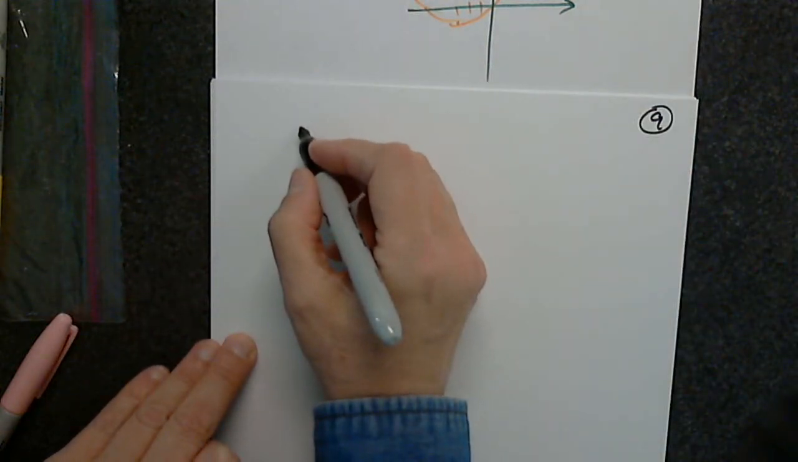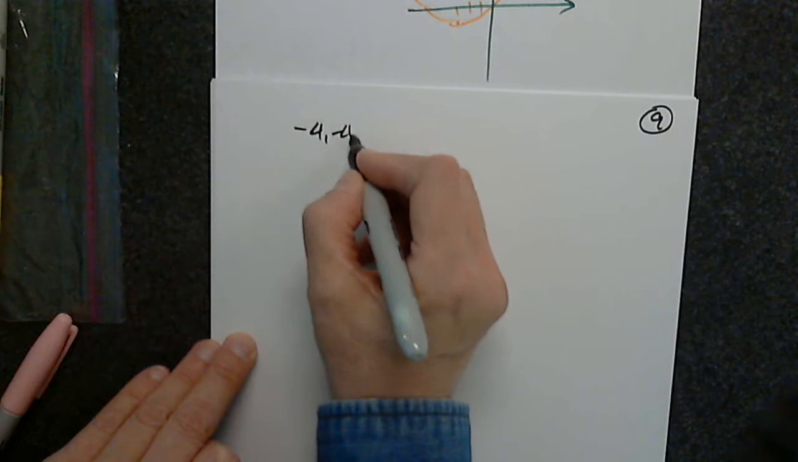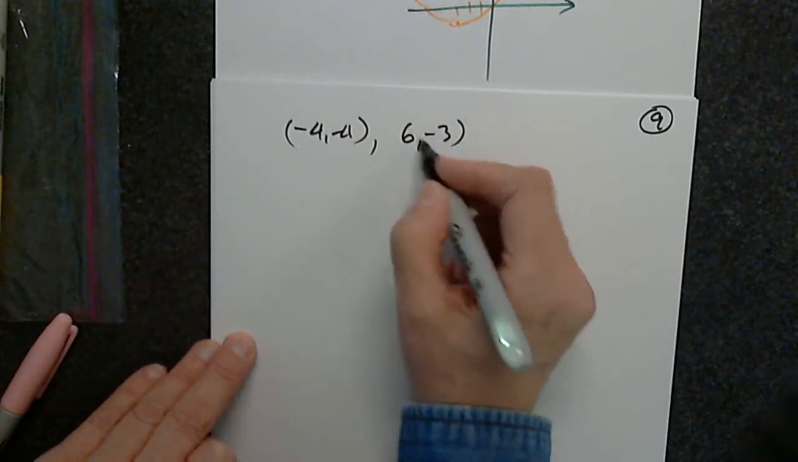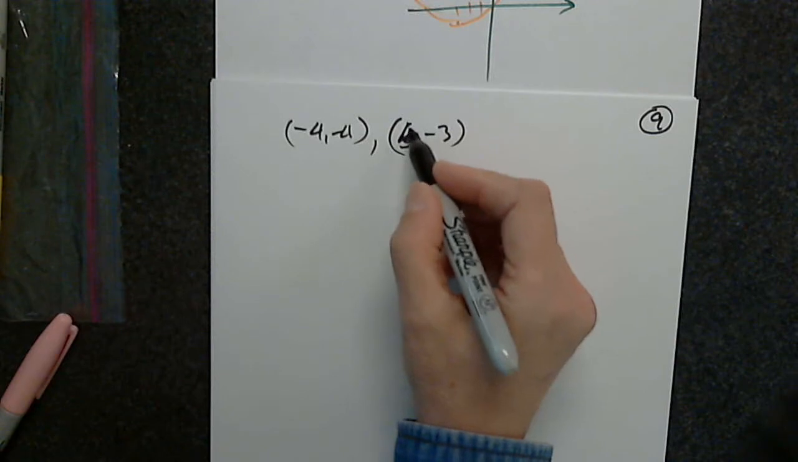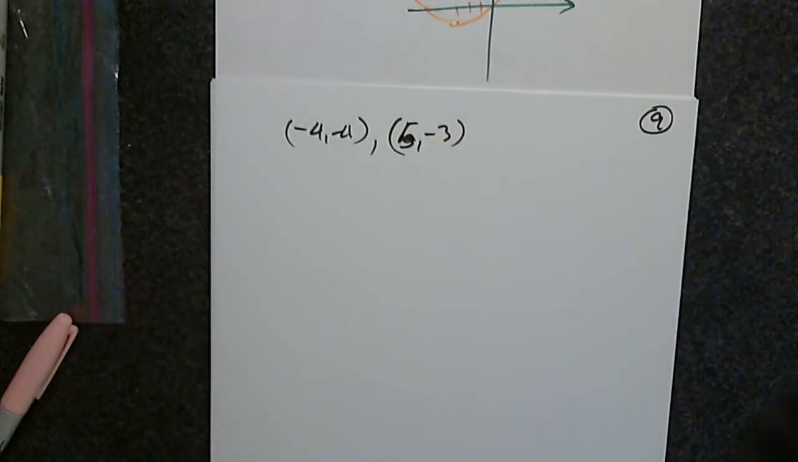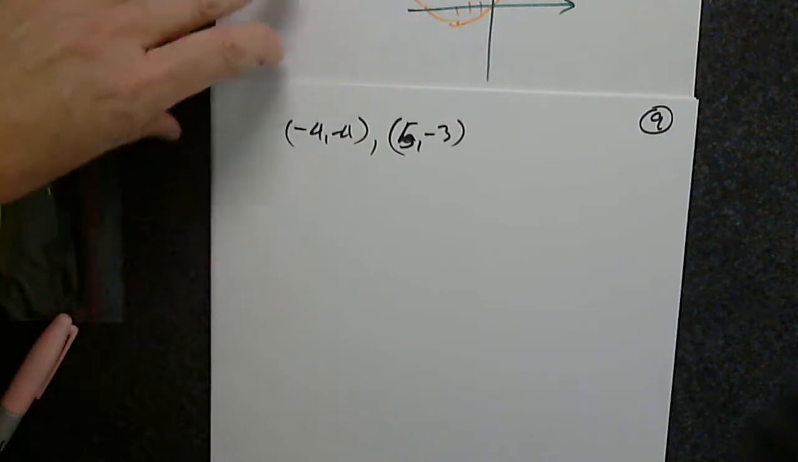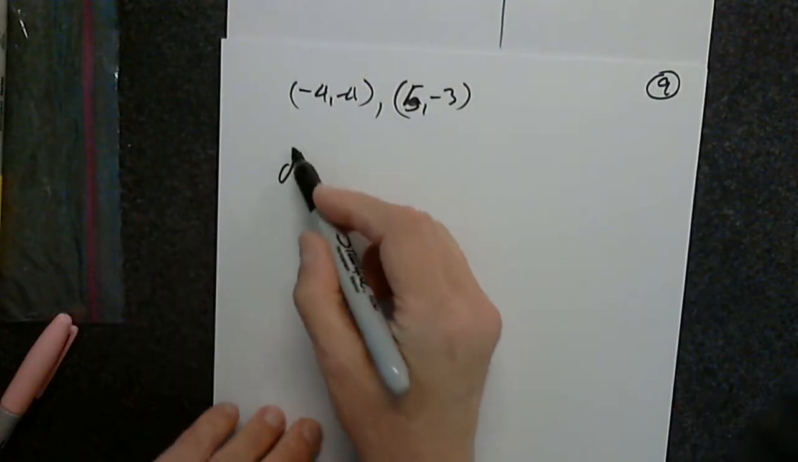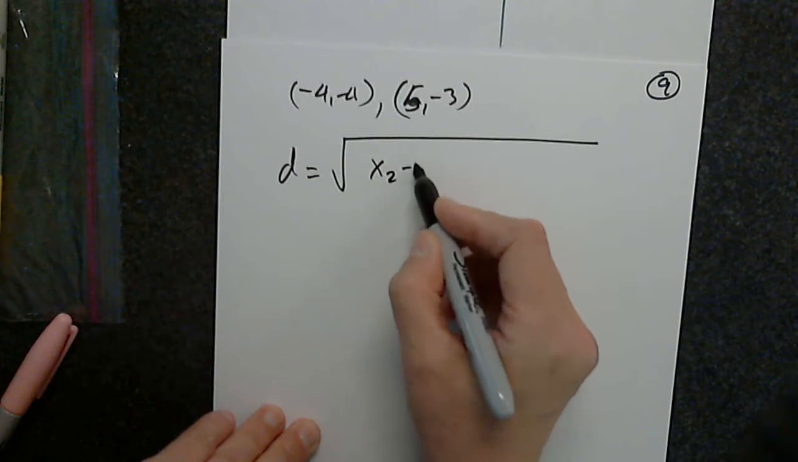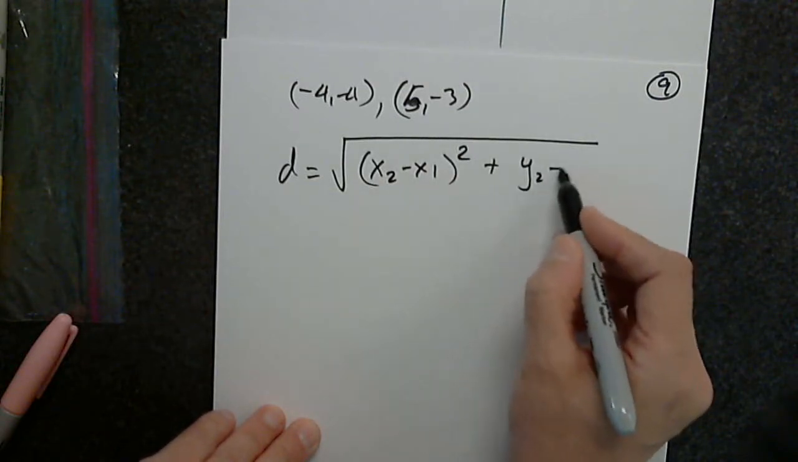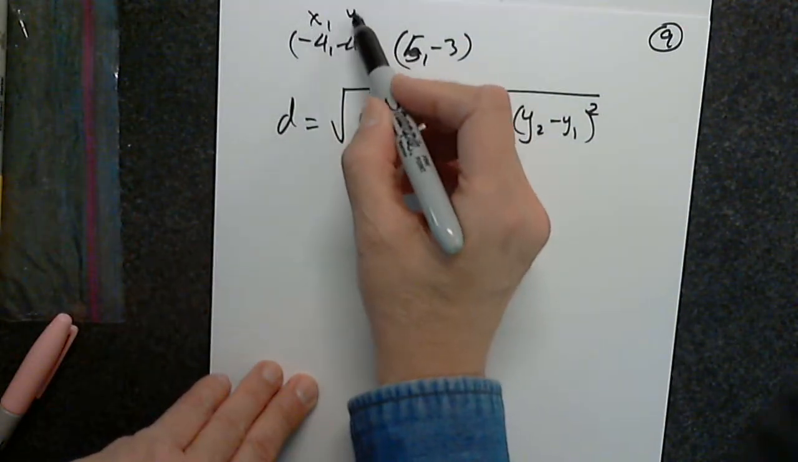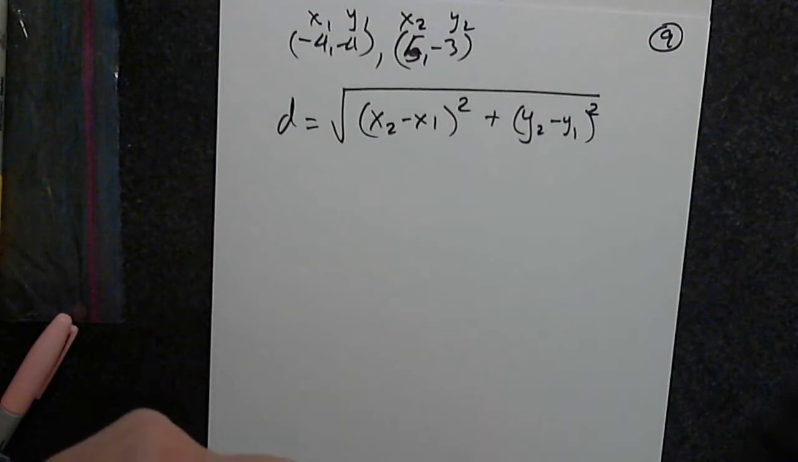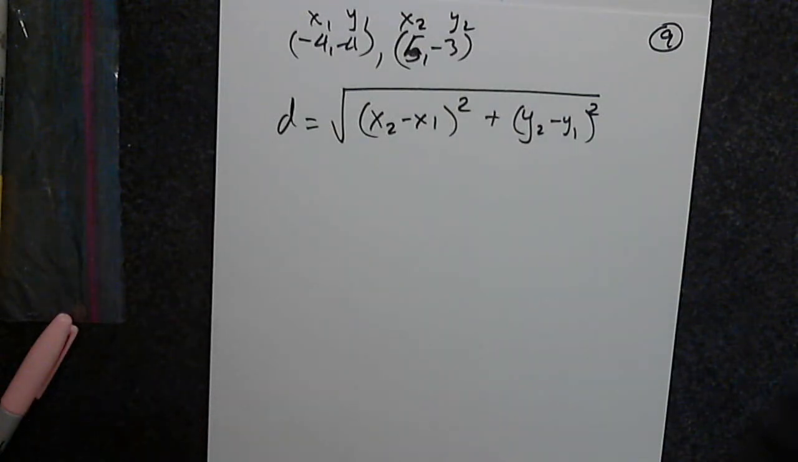So we are given 2 points, -4 comma -4, and 5 comma -3. And here we're only asked to find the distance, not the midpoint. So then the distance is the square root of (x2 minus x1) everything squared plus (y2 minus y1) everything squared. And carefully plug them in, x1, y1, x2, y2, because it's very easy to make a mistake when you substitute.